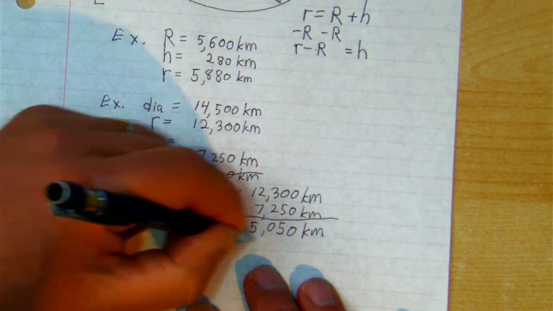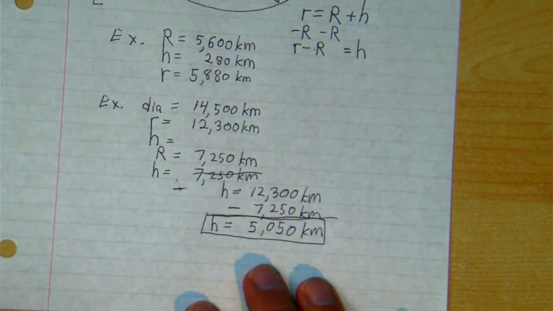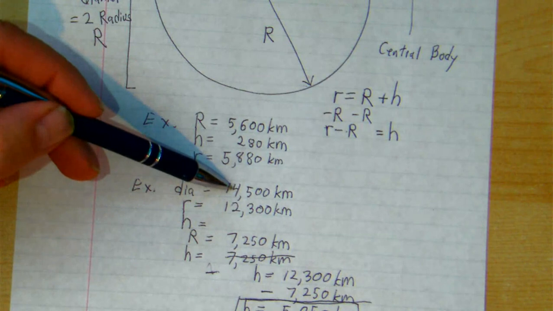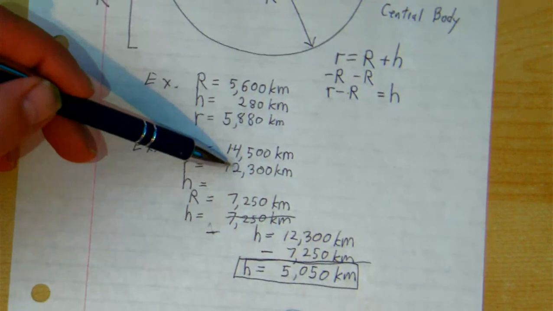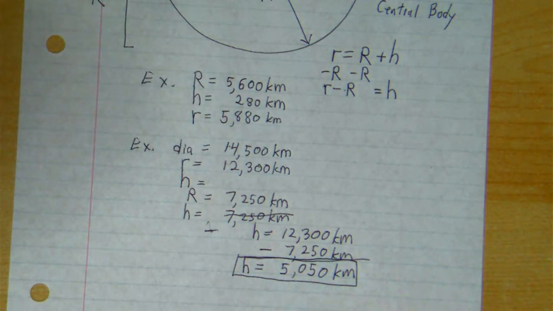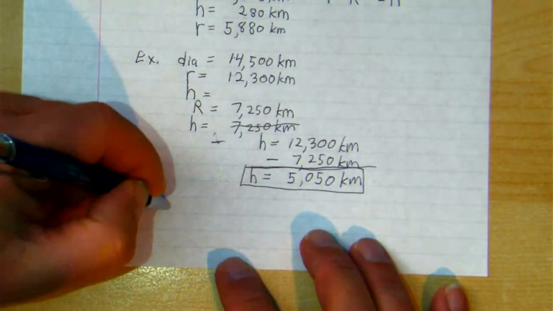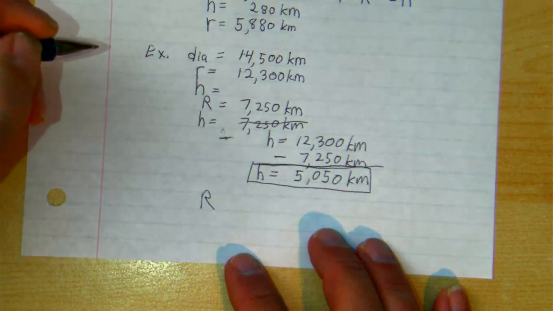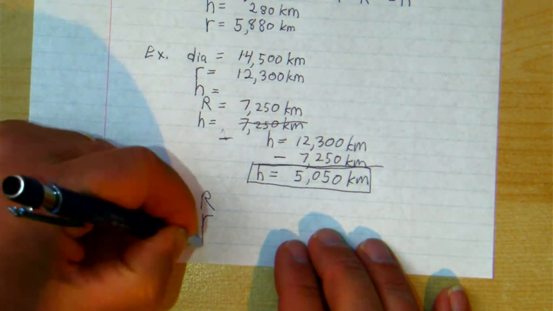I get an orbital altitude of 5,050 kilometers above the surface of this planet, whose diameter, not radius, is 14,500 kilometers, and whose orbital radius, measured from the center of that planet, is 12,300 kilometers. So, briefly, this little section here shows the relationship between planetary or central body radius, orbital radius, and altitude.